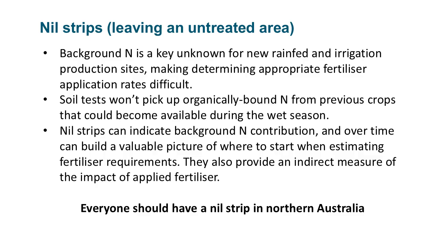And it's my view that everyone should have a nil strip in Northern Australia, particularly during the first years. They're simple enough to implement. All that's required is something that is of a sizable enough area that when you run a round bale picker over it, you can get an indication of the yield potential of that particular area from the yield monitor or perhaps the module that was produced off that small area.